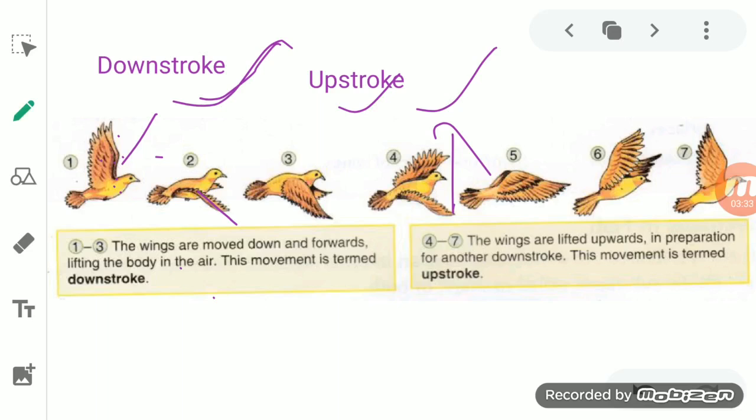Now when we talk about the other one, that is the backward movement of the wings. When the wings move backward, they push the air in the backward direction, the air pushes the wings in the forward direction, and it makes the bird move forward.